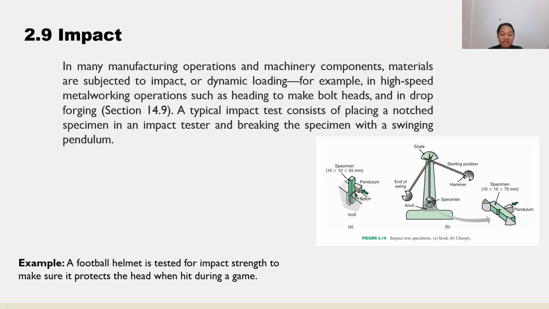These tests provide insight into a material's toughness and its susceptibility to brittle fracture. A key outcome is identifying the ductile-brittle transition temperature, which is particularly important for materials used in cold environments. The example is a football helmet that is tested for impact strength to make sure it protects the head when hit during a game.